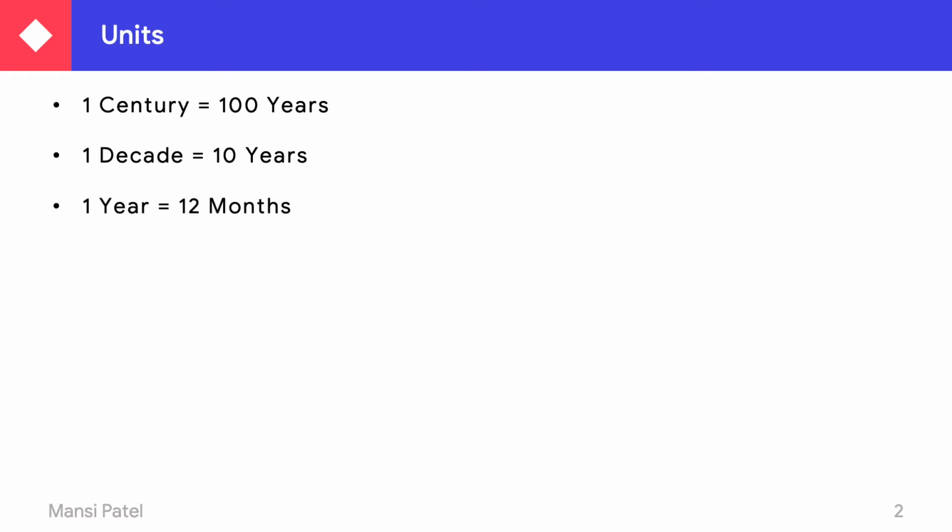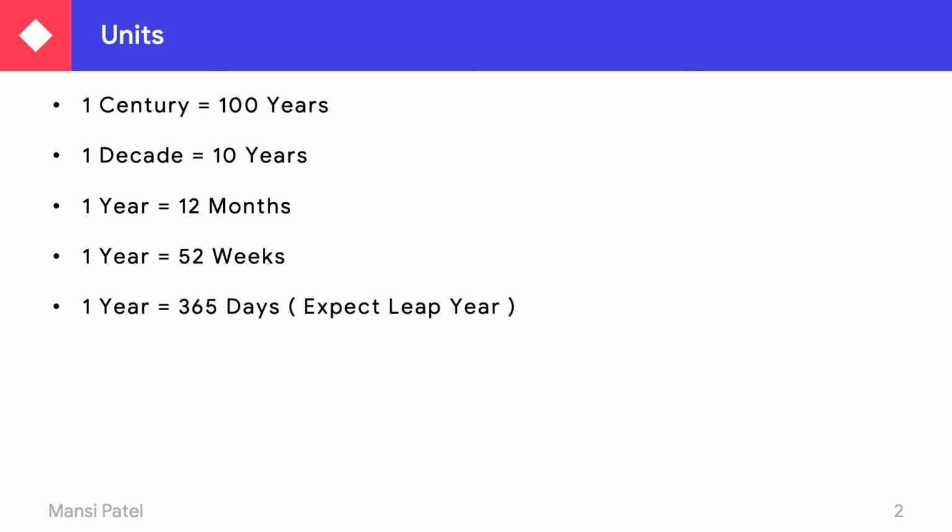Then in 1 year, 12 months are there. So 1 year is equal to 12 months. In 1 year there are 52 weeks. So we can say that 1 year is equal to 52 weeks. Then in 1 year there are 365 days, but this is in a normal year. If there is a leap year, then how many days are there? In a leap year 366 days are there.